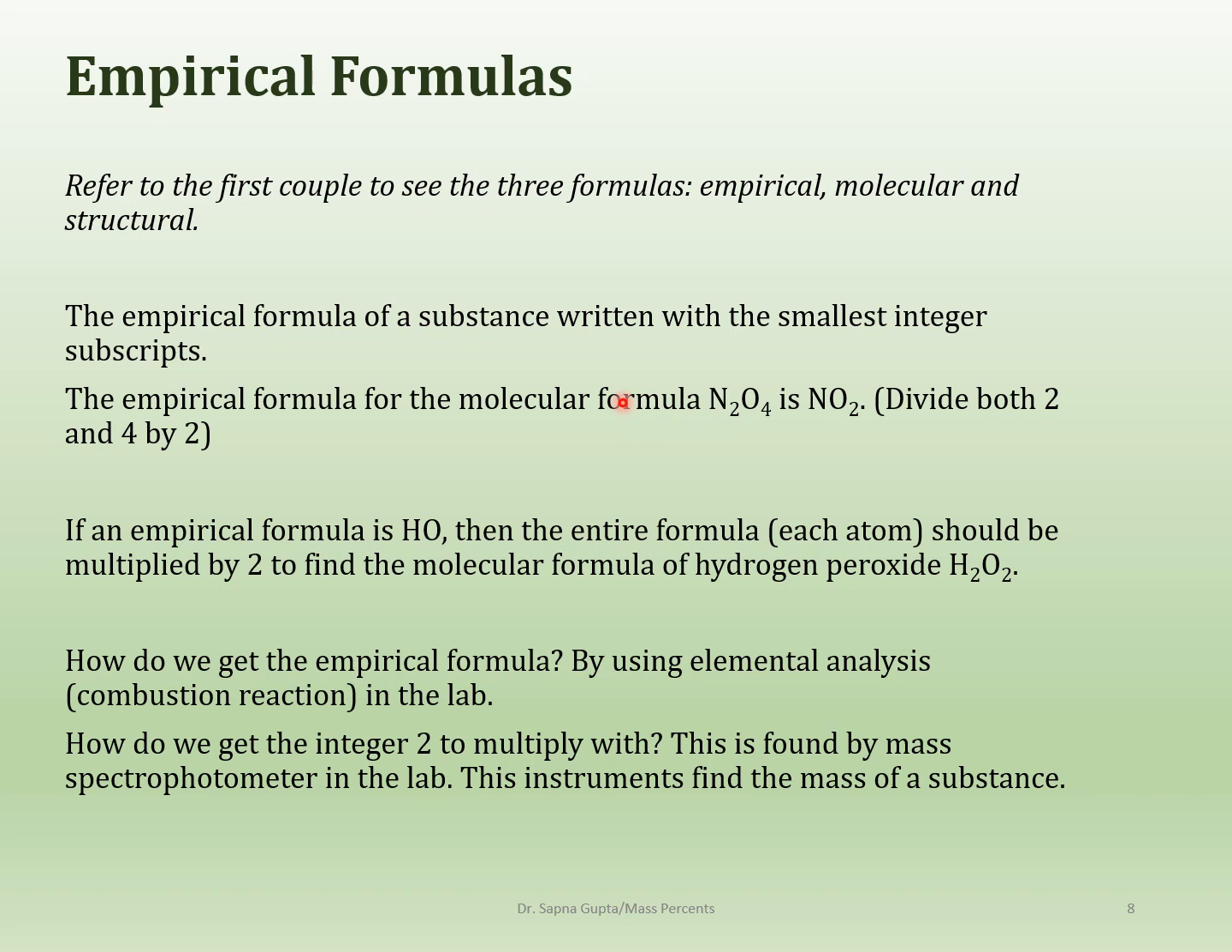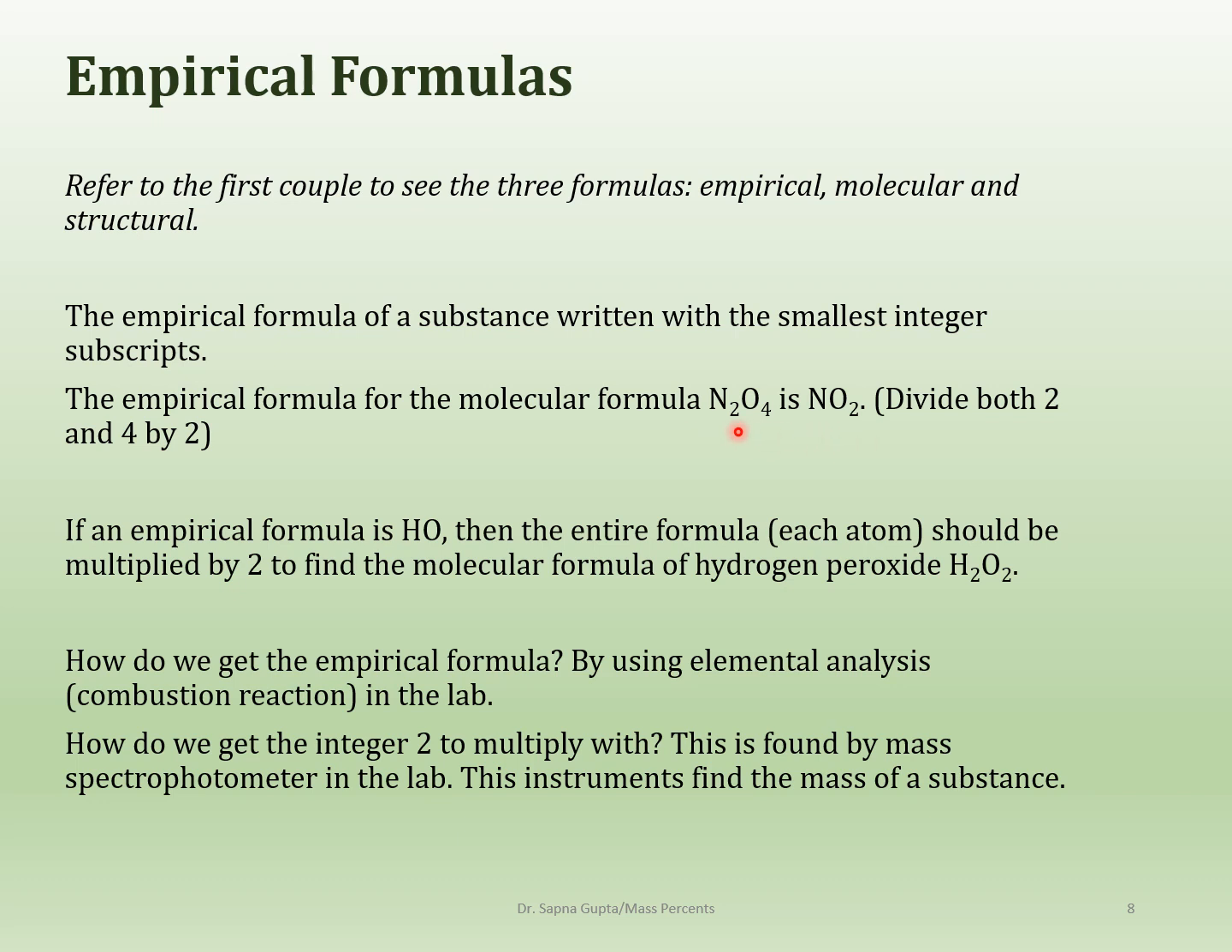So again, remember there are two things. There is an empirical formula and then there is a molecular formula. The empirical formula is the lowest ratio and the molecular formula is the actual ratio. Now, here I've given you an example of N2O4 and NO2. So NO2 is the empirical formula and N2O4 is the molecular formula, the actual ratio that you might have.